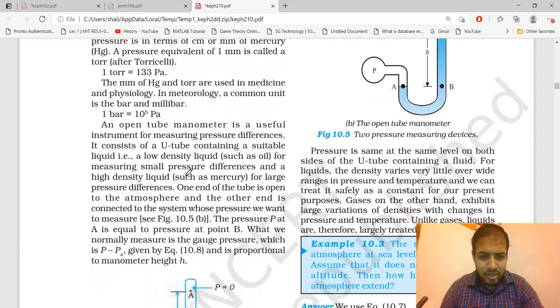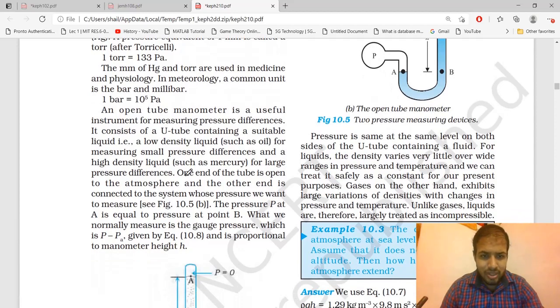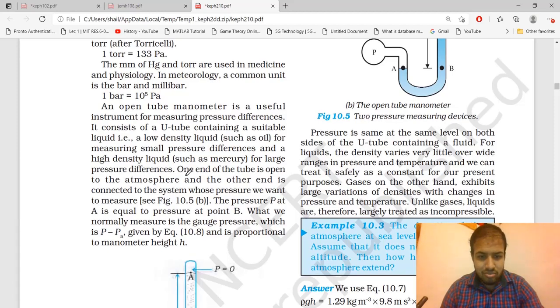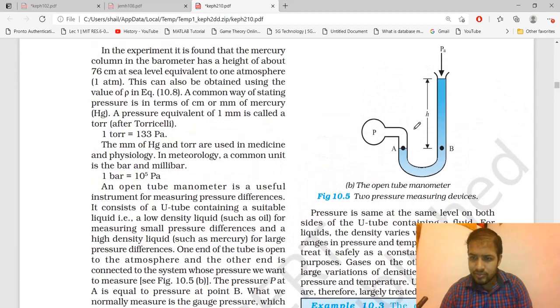An open tube manometer is a useful instrument for measuring pressure difference. It consists of a U-tube containing a suitable liquid, that is a low density liquid such as oil for measuring small pressure differences, and a high density liquid such as mercury for large pressure differences. So in a U-tube, we use oil for low pressure difference and mercury for large pressure difference. One end of the tube is open to the atmosphere and the other end is connected to the system whose pressure we want to measure. This is figure 10.5.